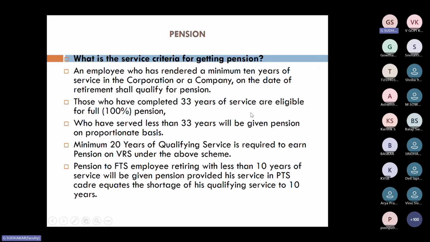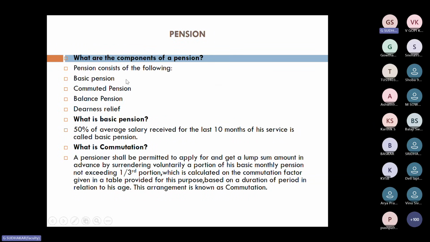So pension has components: basic pension, commuted pension, and DA on pension. Normally, basic pension constitutes 50% of the average salary received for the last 10 months of service. Suppose your basic is 1 lakh at the time of retirement. I have to calculate the average basic of the last 10 months. Maybe 3 months before, you got an increment. So 50% of the 10-month average will constitute the basic pension.